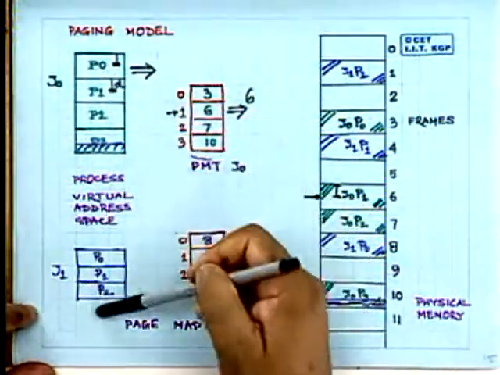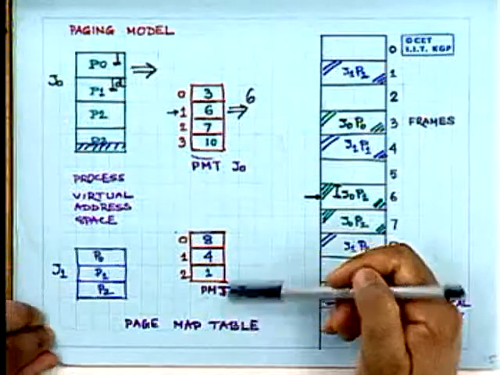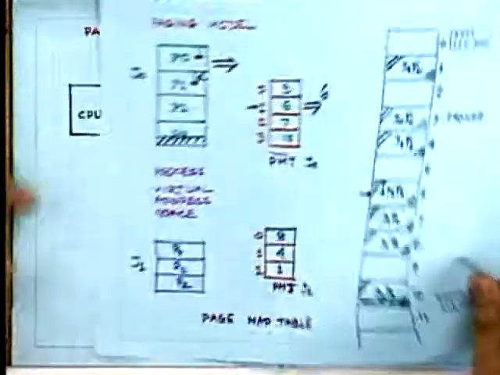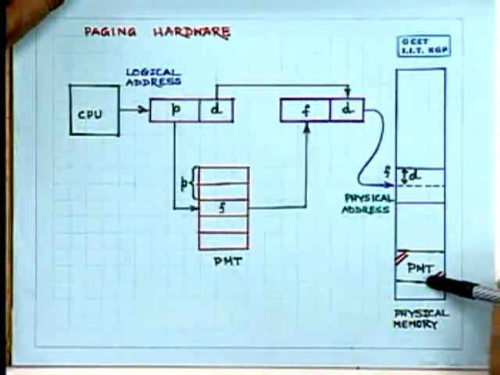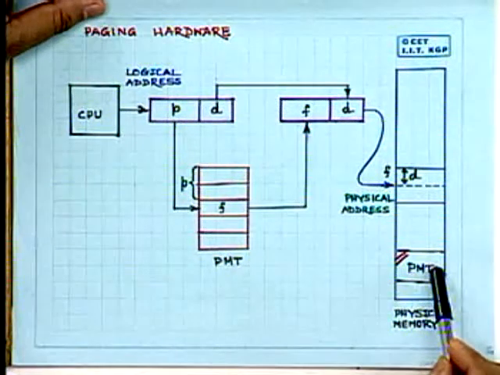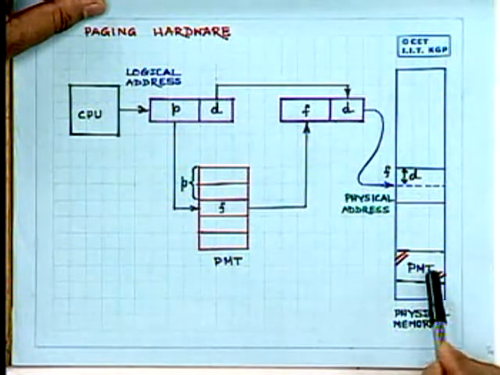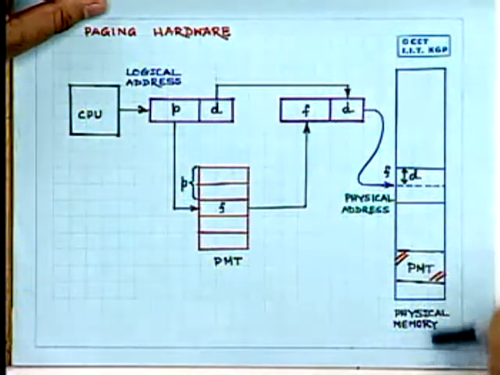If there are 10 jobs, there will be 10 page map tables. All the page map tables, in that case, will be in that memory, as has been shown, say, page map table for job J0, job J1, job J2, all will be in the physical memory distributed.